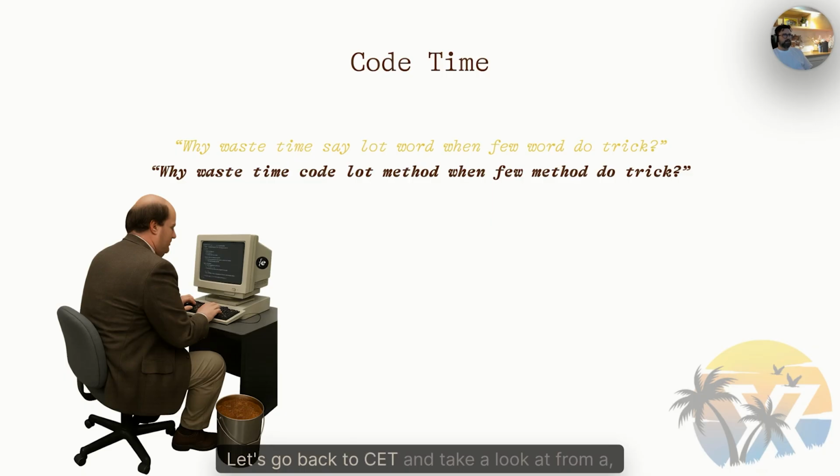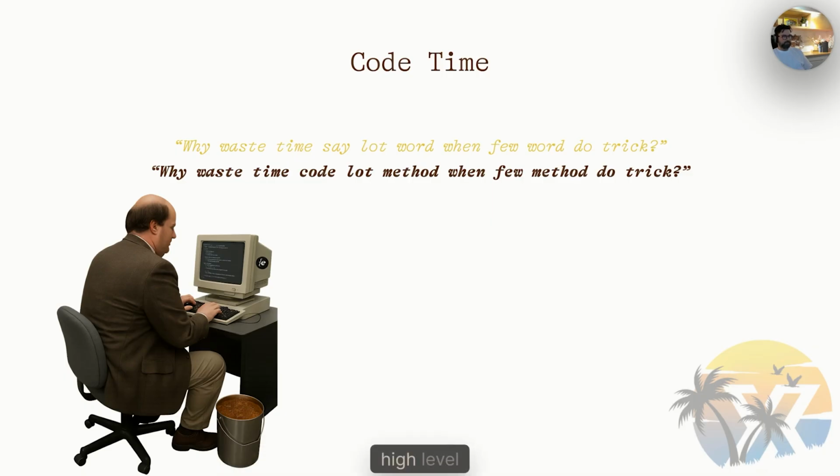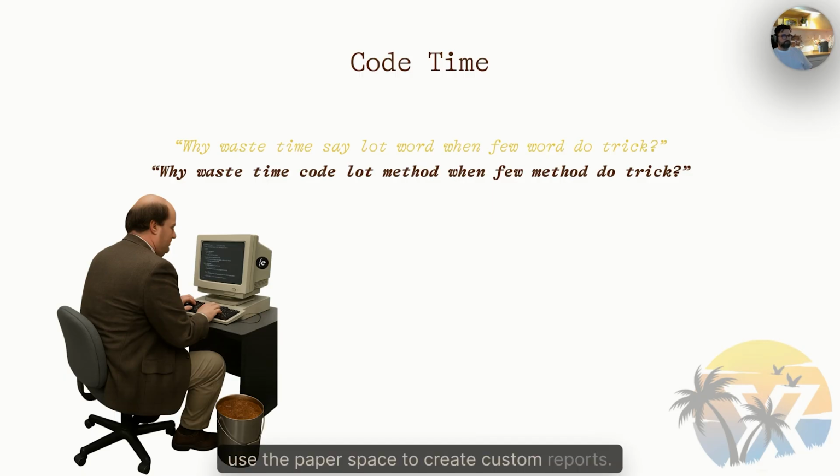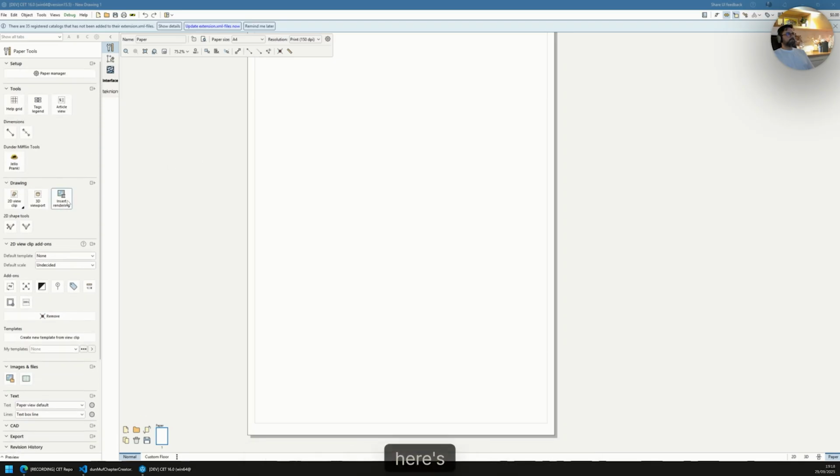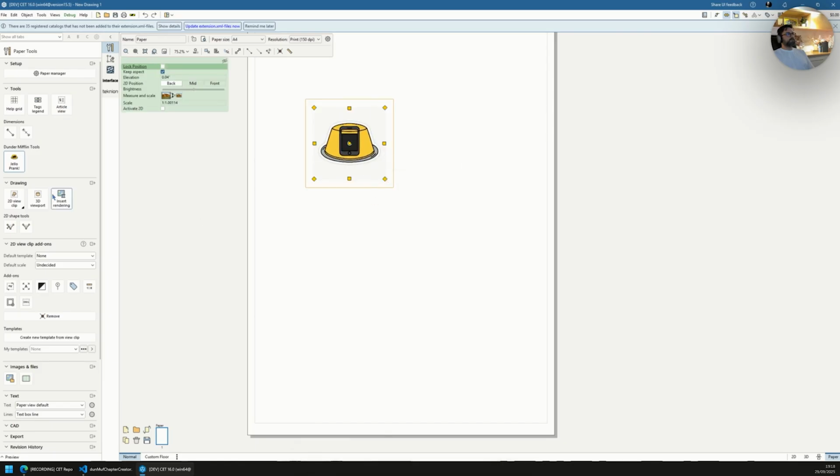Let's go back to CET and take a look at, from a high level, how users use the paper space to create custom reports. I'll just add some random things here. Oh, by the way, here's a fun fact I believe to be worth sharing. You can also create custom tools specifically for CET's paper space. An example of this is the yellow print button. Each time you click on it, it will give you a different office item inside Jello.